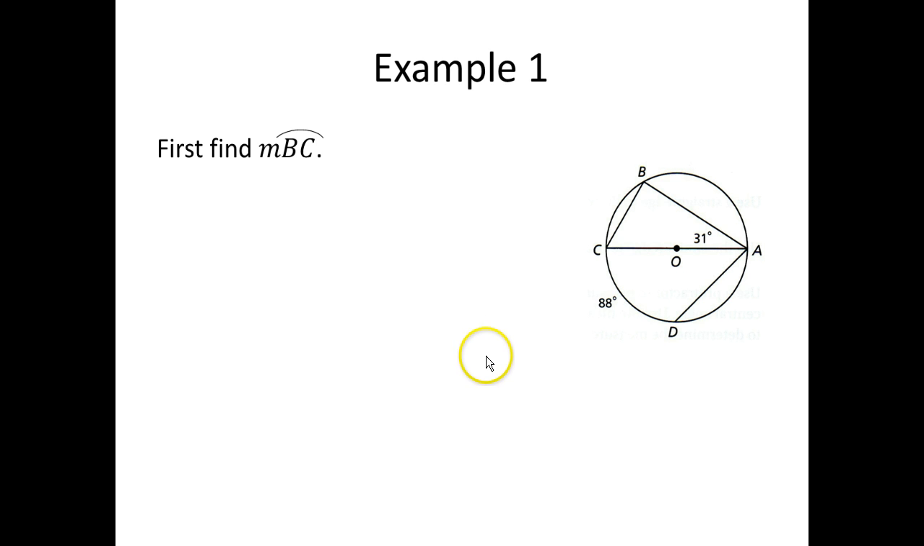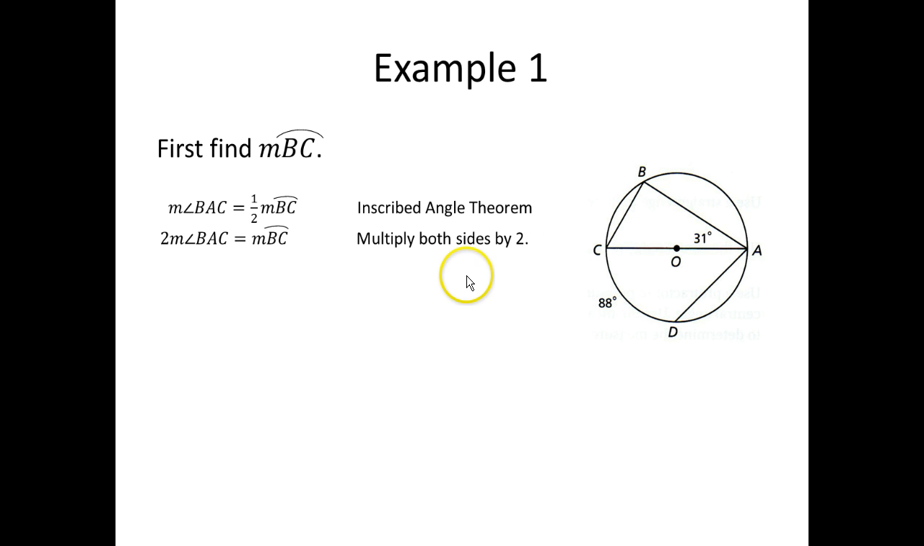First, we're going to find the measure of arc BC. Now, according to the inscribed angle theorem, the measure of angle BAC is exactly half the measure of arc BC. If I multiply both sides of this equation by 2, I get that twice the measure of angle BAC is equal to the measure of arc BC, which makes sense. Of course, we know the measure of angle BAC, it's 31 degrees. So that means that the measure of arc BC has to be twice that amount. So the measure of arc BC, along with its central angle, is 62 degrees.